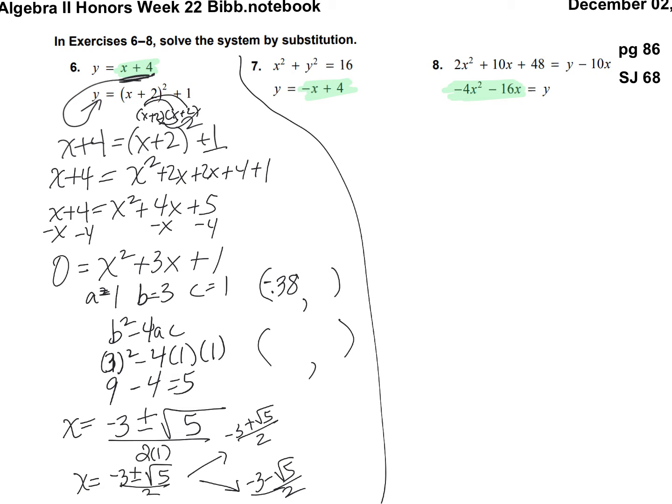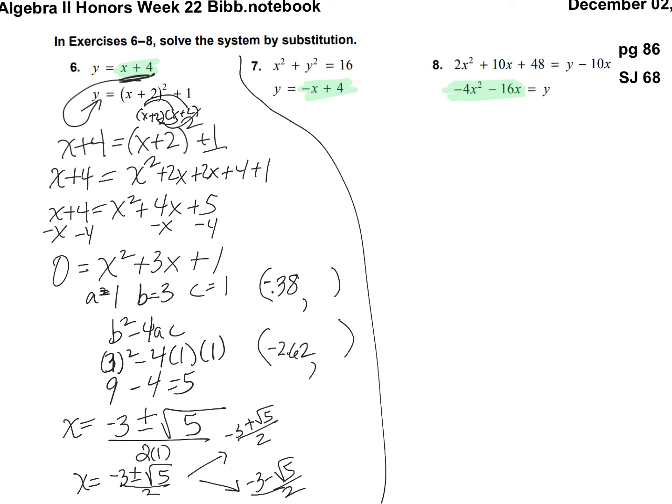And let's do negative 3 minus the square root of 5, and then I'm going to divide by 2. So that's negative 2.62.